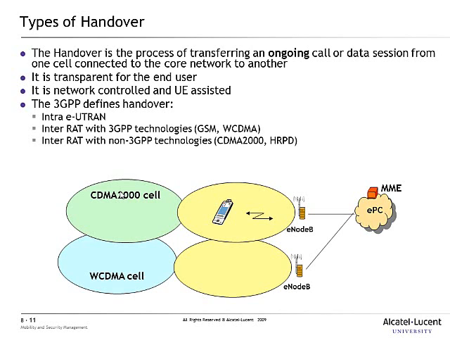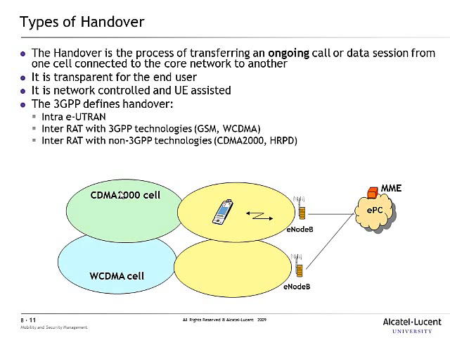Now in UMTS we had three types of handovers. Do you remember those types of handovers? We had something called soft handover, softer handover, and we had hard handover. Or even within the same frequency, when you don't have an RNC to RNC connection, that's also a hard handover.